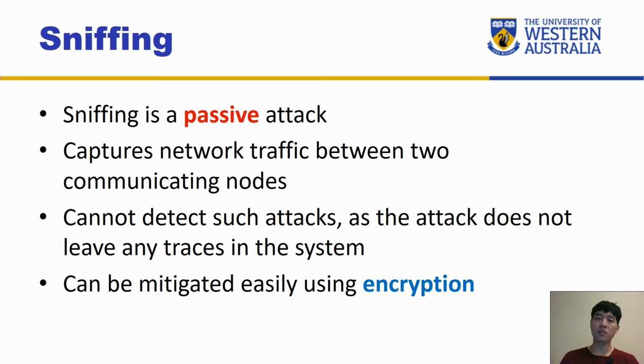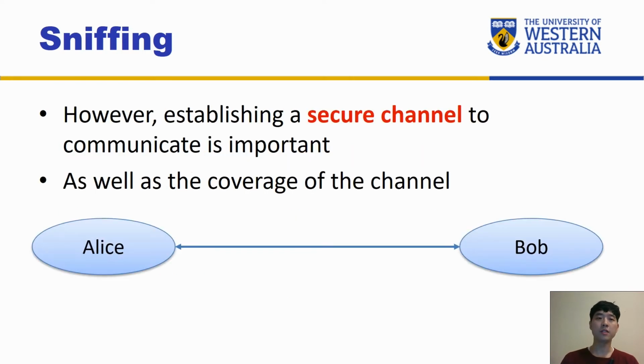Typically, you cannot detect sniffing types of attacks or any other passive attacks, as the attack does not leave any traces in the system. Basically, what they're doing is just intercepting packets flowing in the network, whichever wire they are tapping into. Okay, but typically you can mitigate this attack by using encryption.